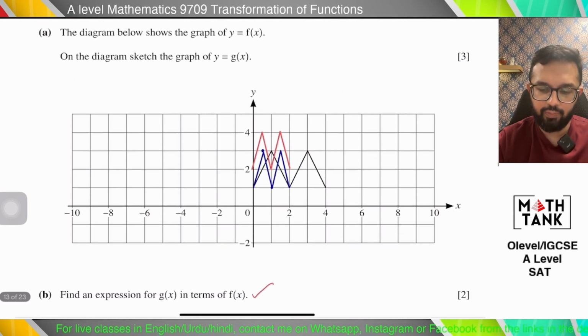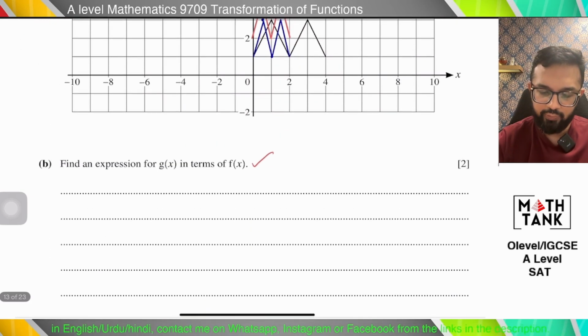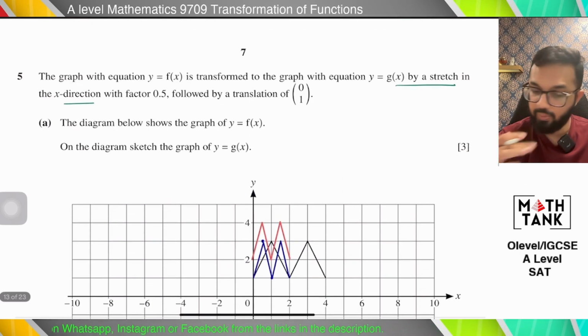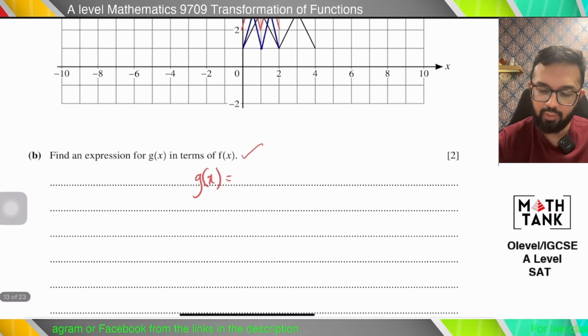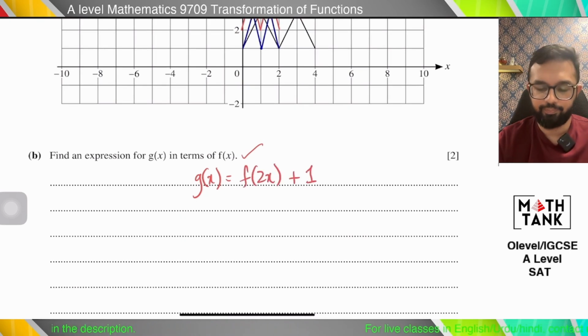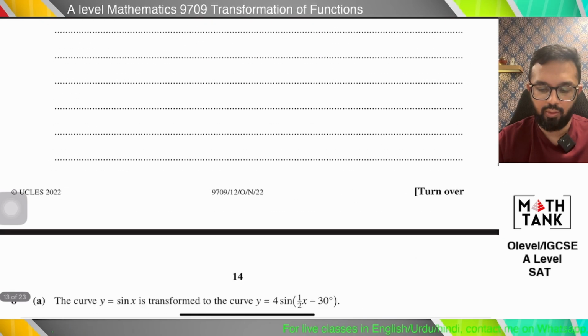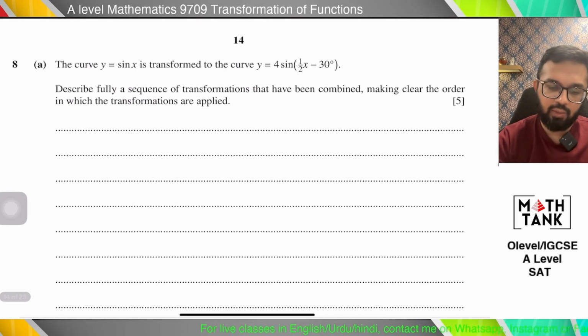g of x in terms of f of x. g of x would be, there's a horizontal stretch and a vertical translation, so that's simple. f of 2x plus 1. Okay, then I have the graph.